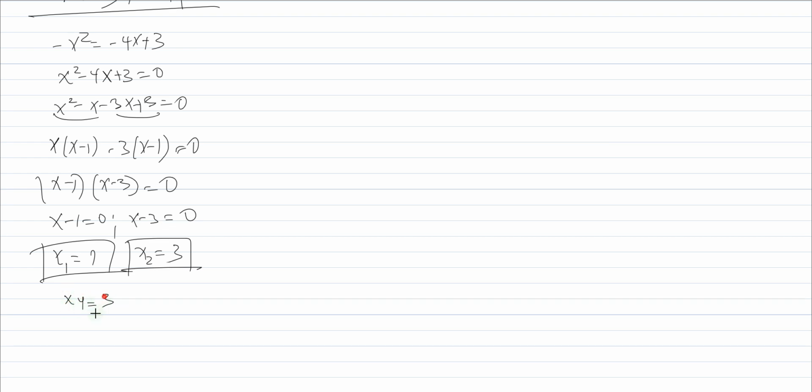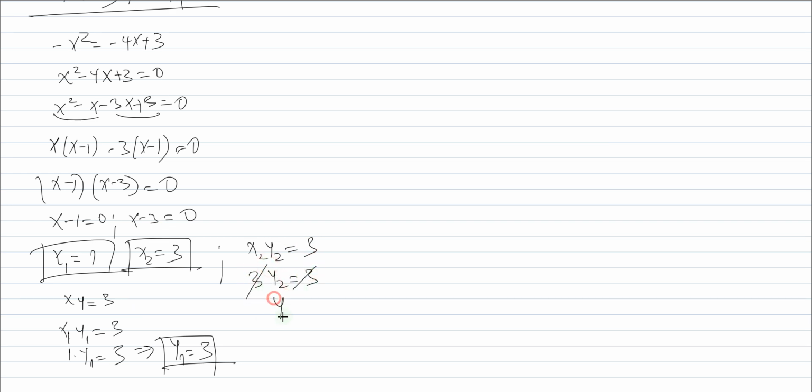Okay, so we have x times y is equal to 3. So x1 times y1 is equal to 3. If x1 is 1, then I'm going to have 1 times y1 is equal to 3. It means that y1 is equal to 3, right? And doing the same thing here, we're going to have that x2 times y2 is equal to 3. So this is 3, y2 is equal to 3. This goes with this, so y2 is going to be equal to 1.